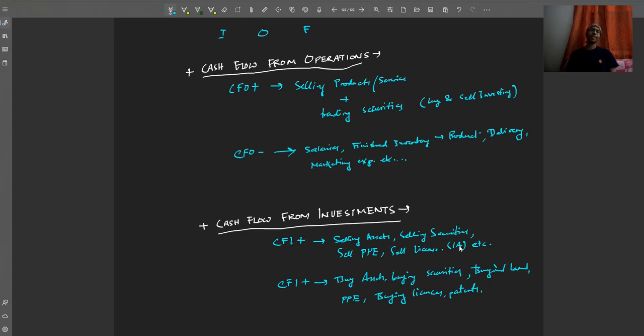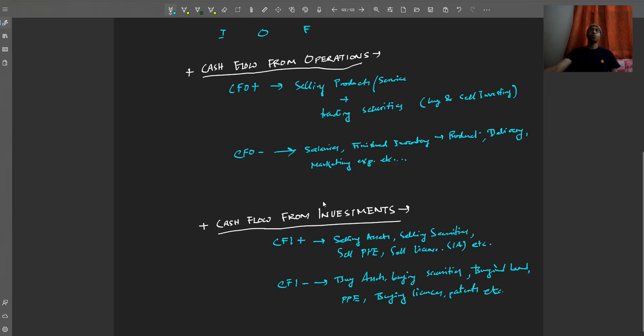These basically result in cash outflow. Sorry, I have mentioned the sign wrong here. This will be negative. So again friends, examples of cash outflow from investing: buying assets, buying securities, buying land, property, plant and equipment, buying licenses, patents, etc. These result in cash outflow from investing. So we are looking at long-term assets being sold or bought. That is creating what we call cash flow from investing.